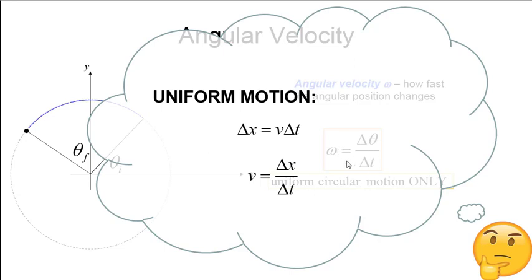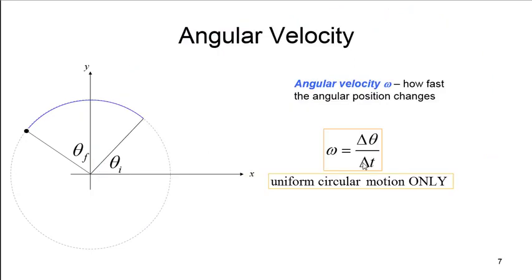This equation here that I've showed behind the little thought bubble is only true for uniform circular motion, when we're not accelerating. Okay, so say bye to that guy. Thank you for helping us remember. This equation is only true for uniform circular motion. Uniform circular motion means that your angular velocity is constant.